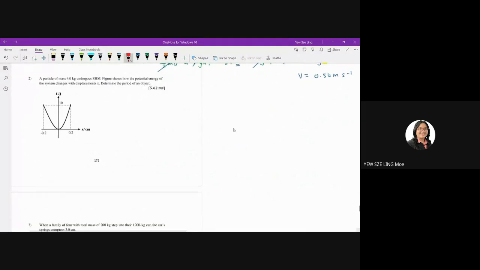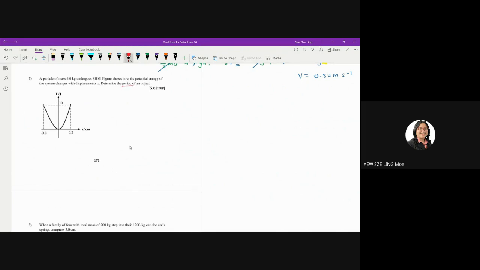All right, now question 2. A particle of mass 4 kg undergoes simple harmonic motion. The figure shows how potential energy of the system changes with displacement. This one is very similar to the questions that we did in exercise 3. Now it asks you to calculate the period of an object. So again, the question is asking for period.